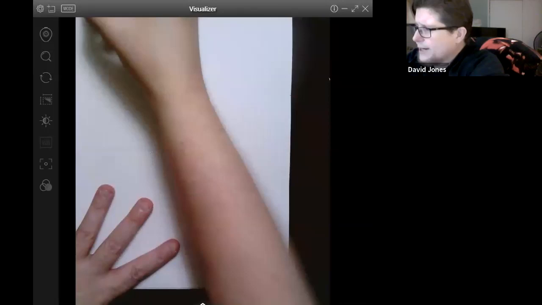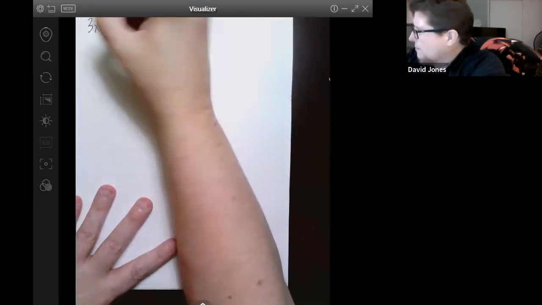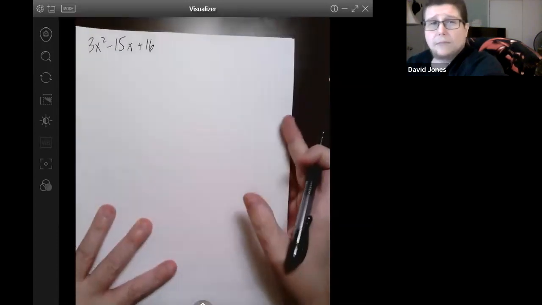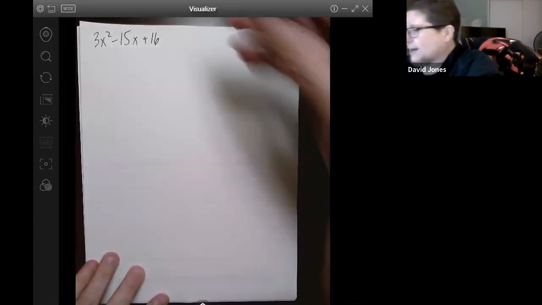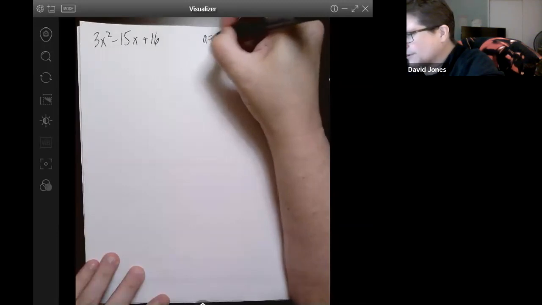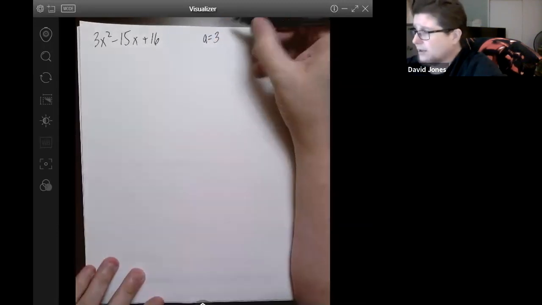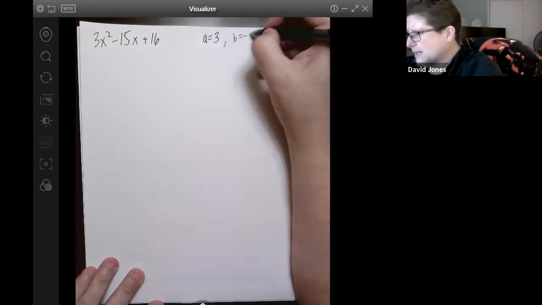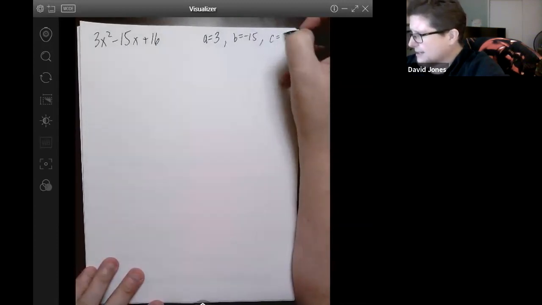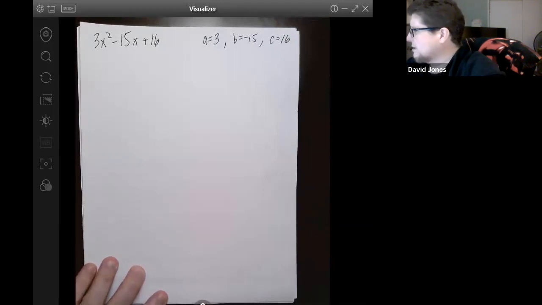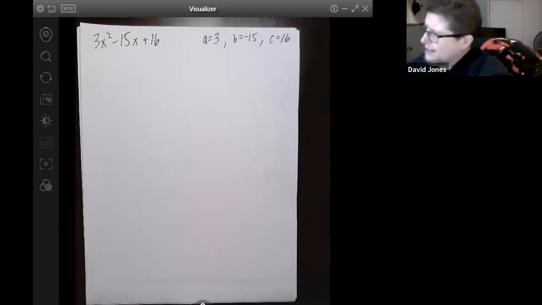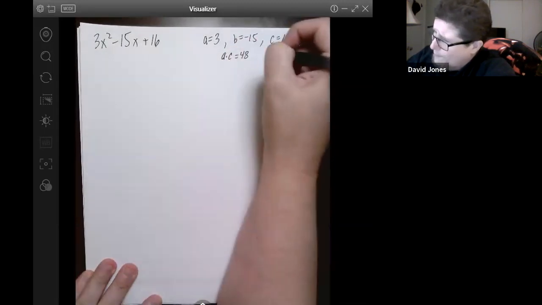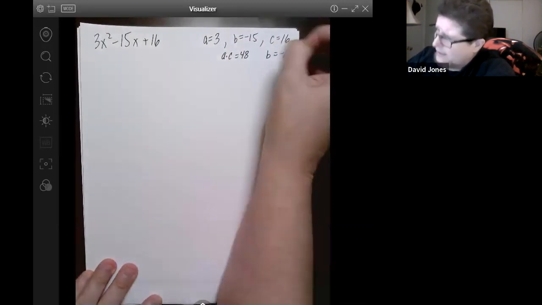So let's do 3x squared minus 15x plus 16. I've got a equals 3. It's the number in front of x squared. B equals negative 15. C is 16. So a times c is 48. And b is negative 15.